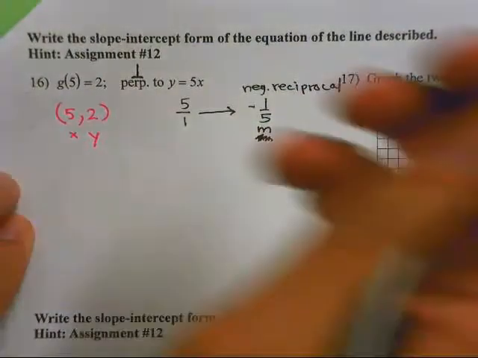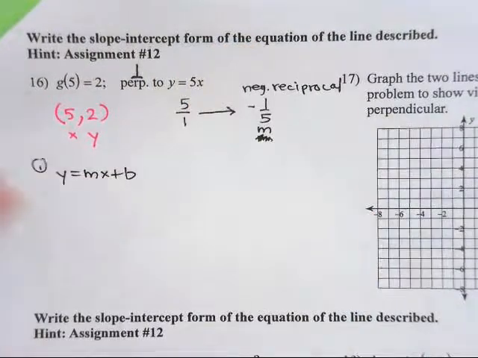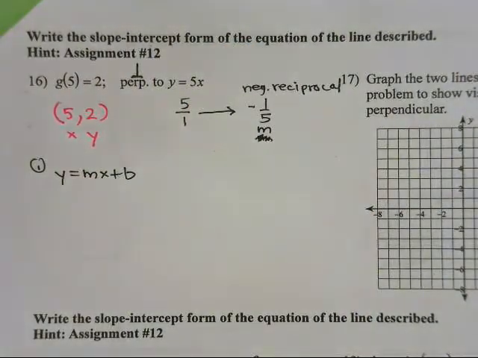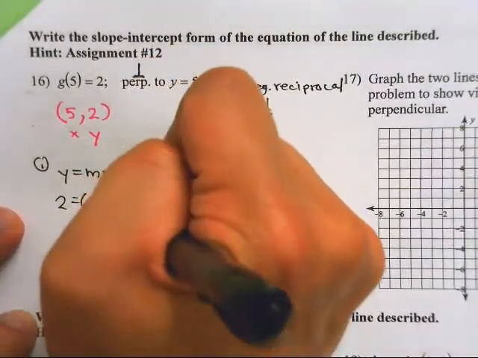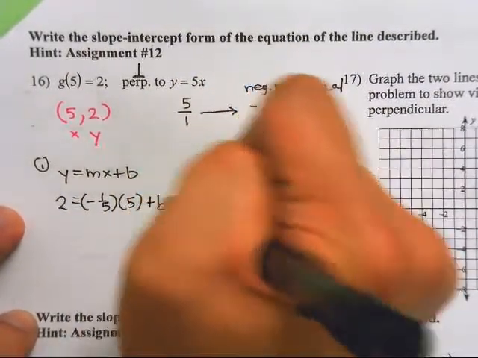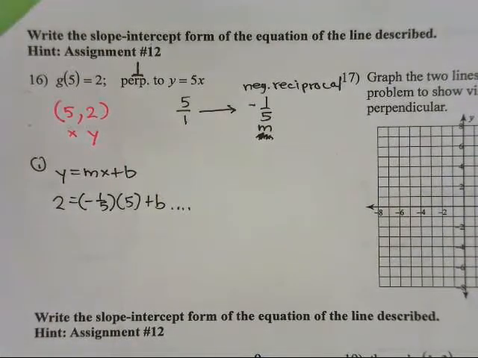Okay. I'm not going to do it, but I'll just set it up. It's going to be the same steps. You're going to use y equals mx plus b and plug in those numbers either by hand or through a calculator. So 2 equals negative 1 over 5 times 5 plus b. I'm just going to put dot, dot, dot over here because in the last 30 minutes, you will complete this on your own. Any questions on the setups for number 16?